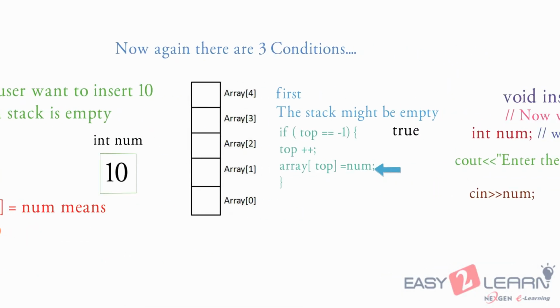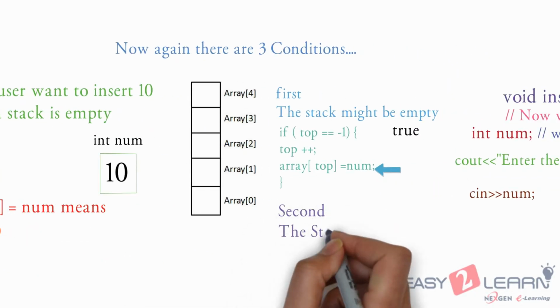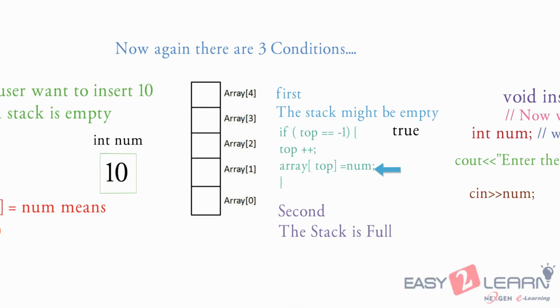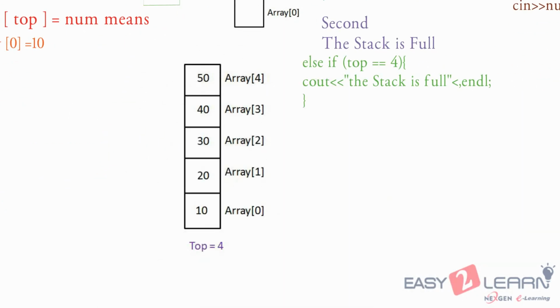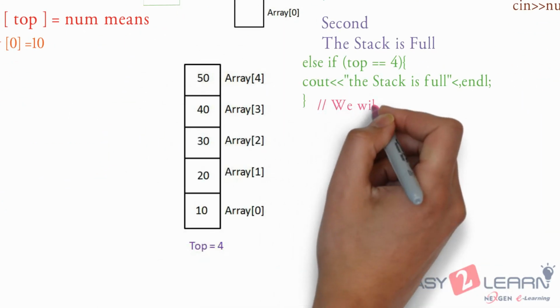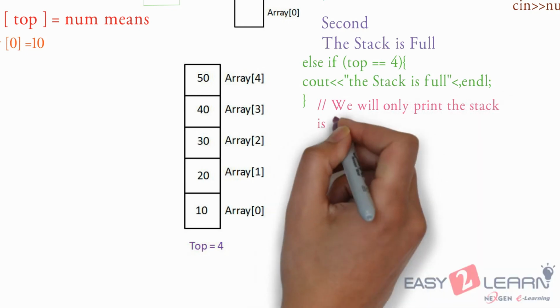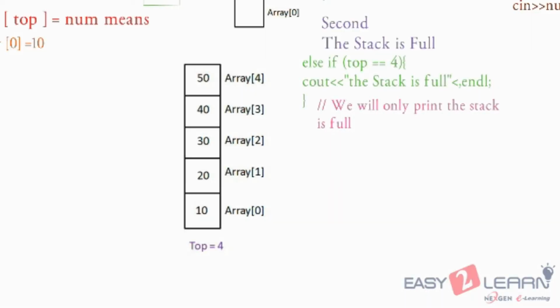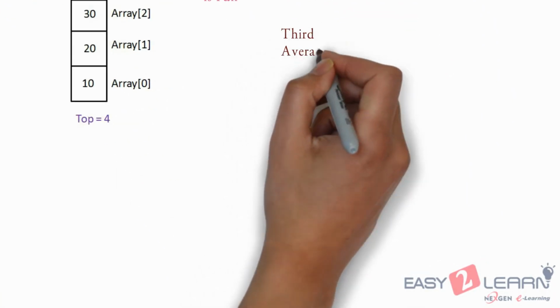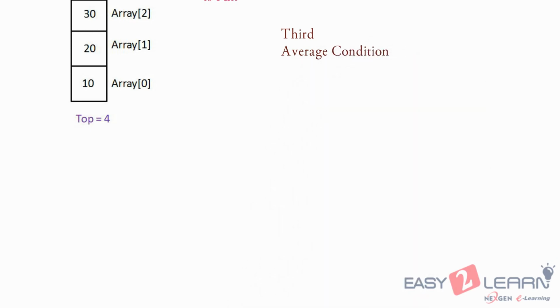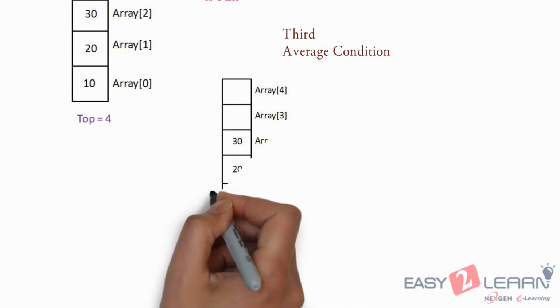The second condition is the stack might be full. So here, else if top is equal to 4, we simply write the stack is full, which means we can't insert any more values. We'll only just print that the stack is full. Third one, let us suppose the stack is neither full nor empty. It's between a value.